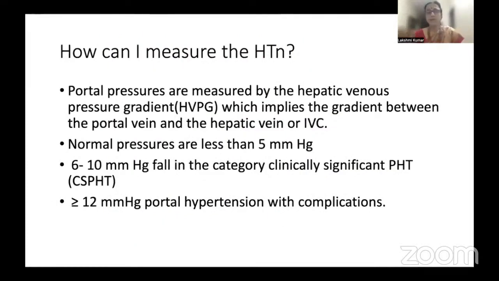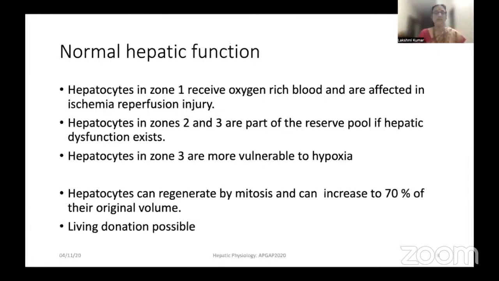When we talk about what pressures you imply when you talk of portal hypertension, the normal portal pressures are measured by a terminology called the hepatic venous pressure gradient, which I will describe to you subsequently. Suffice for now to say that normal values are less than 5 millimeters of mercury. If the value is between 6 and 10, then it becomes a category called clinically significant portal hypertension. And if it is more than 12 millimeters of mercury, it is portal hypertension with complications. Usually, this is the pressure at which spontaneous variceal hemorrhages can occur in a patient with cirrhosis.